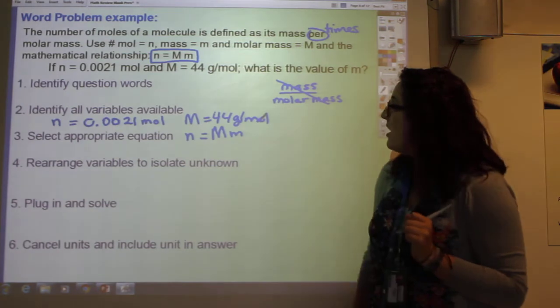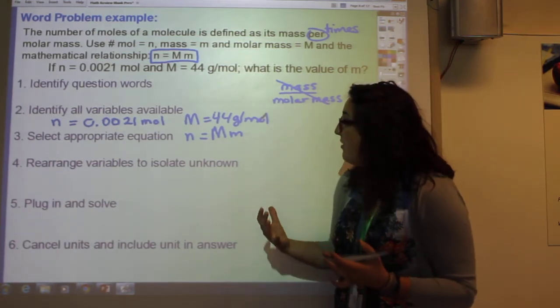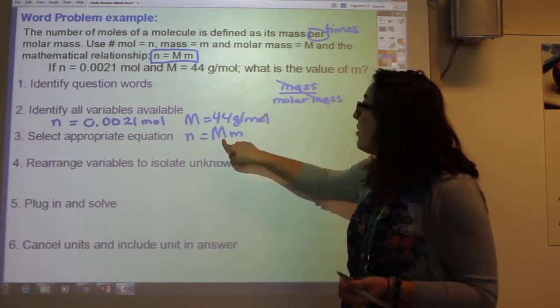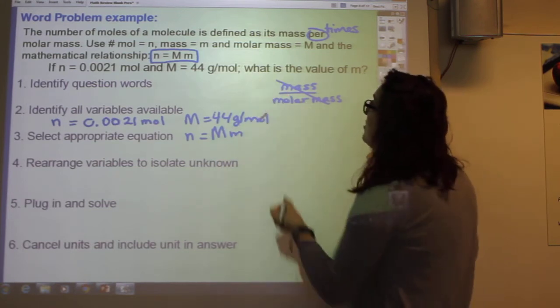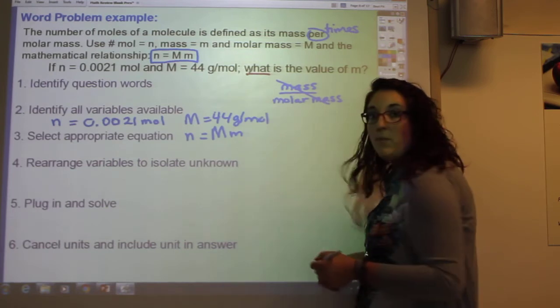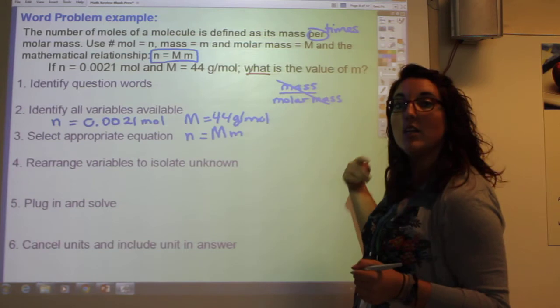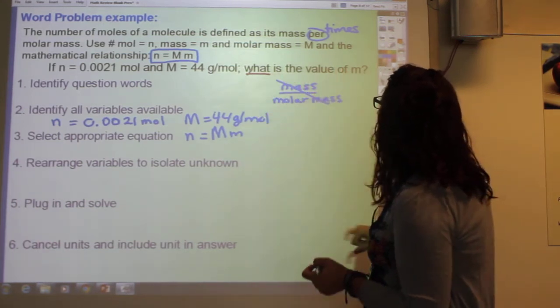This means that we're looking for the only thing that we can't find, right? We already know N, we already know capital M, so logically we should be looking for this. And actually, here we are. Here's our question word. What? Okay, that's what I mean when I say look for the question word. Look for the part that actually has to do with the question mark in the word problem. Okay, what is the value of M?